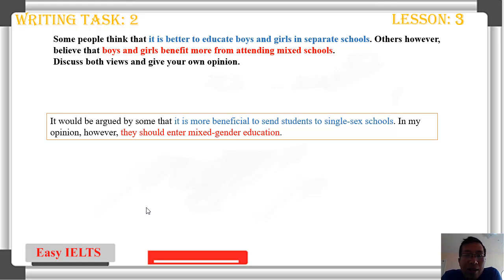For the introduction, again, you can easily write it like this: it would be argued by some that there are more benefits to sending students to single-sex school. In my opinion, however, they should enter mixed-gender education.